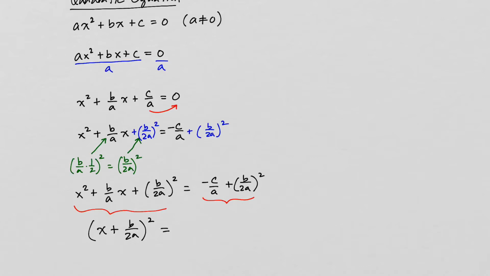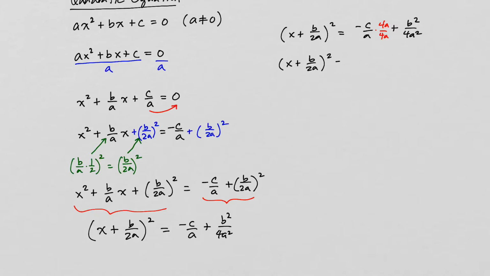So what we have here is negative c over a plus b squared over 4a squared. And so what I'm doing here is I'm just squaring this fraction. Let's bring this up to the top. So what we have is x plus b over 2a squared is equal to negative c over a plus b squared over 4a squared. And in my next step here, I'm going to multiply the top and bottom of this fraction by 4a. And this is because I'm trying to get a common denominator here. And so what we have is x plus b over 2a squared equals negative 4ac over 4a squared plus b squared over 4a squared.